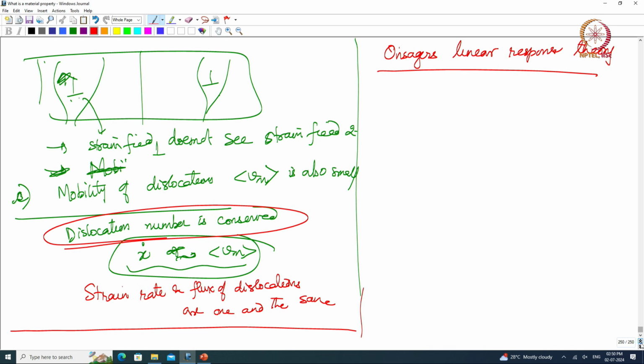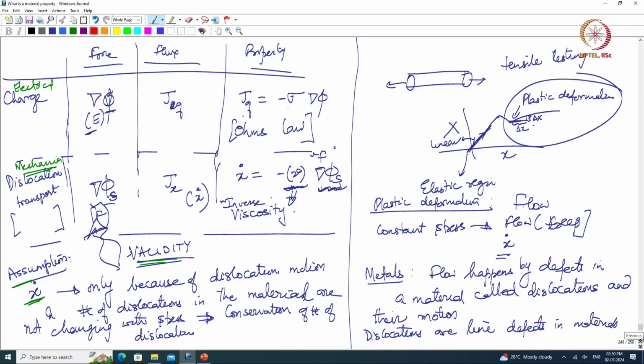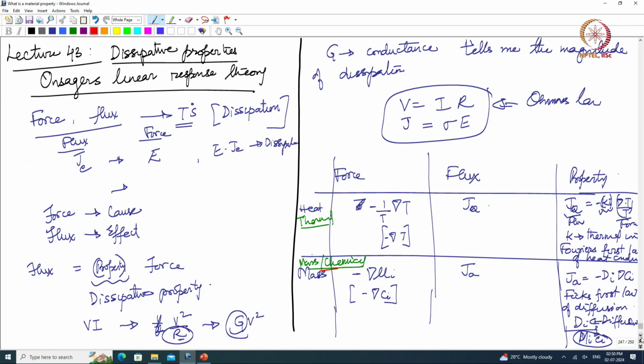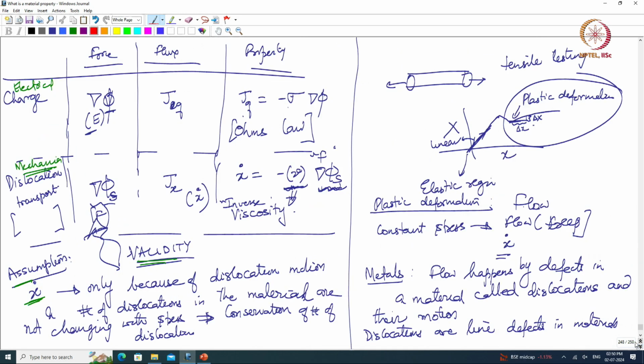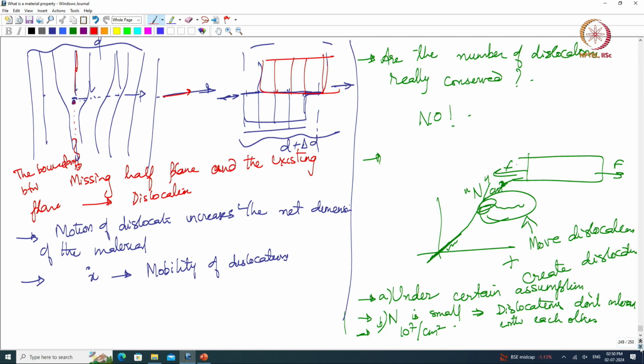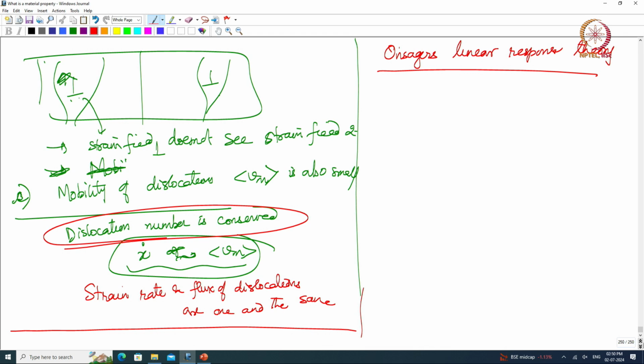where it looks like there is some general structure to all these properties: diffusivity, thermal conductivity, electrical conductivity, the viscosity, the drag forces or the viscosity for the flow of dislocations. All these have some generic structure, that is, they relate the flux to force. That is essentially what Onsager's linear response theory is.